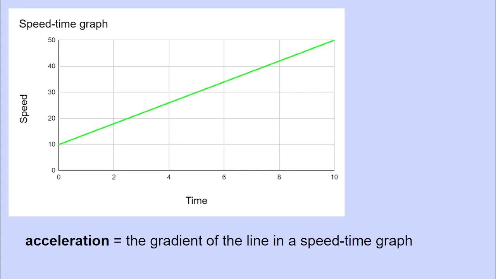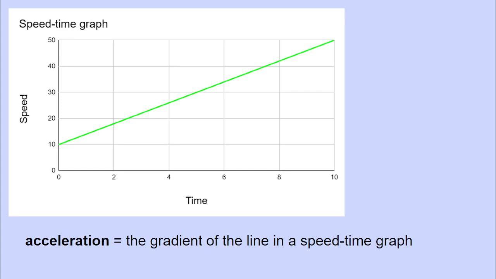Those of you familiar with Cartesian coordinates may know that the gradient of a line equals m. We have a linear equation. So in other words, we have to find the value of m in an equation in the form y equals mx plus c. How do we do this?